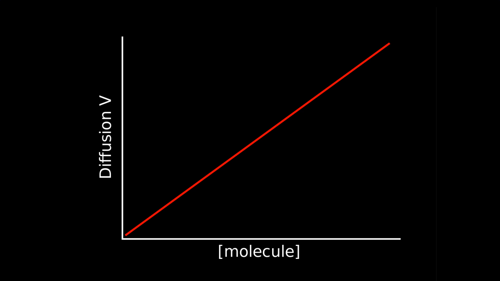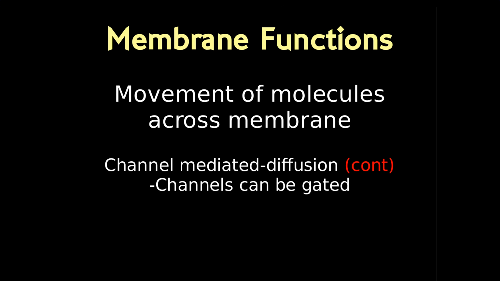So, like with simple diffusion, carrier-mediated diffusion follows the same pattern. As we increase the concentration gradient, or we increase the concentrations on one side of the molecule, the rate of diffusion is going to go up, up, up, essentially indefinitely. Now, an interesting thing with channel-mediated diffusion is that these channels can be gated. They can have two conformations, an open conformation and a closed conformation.